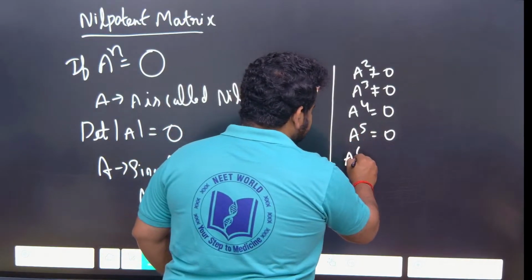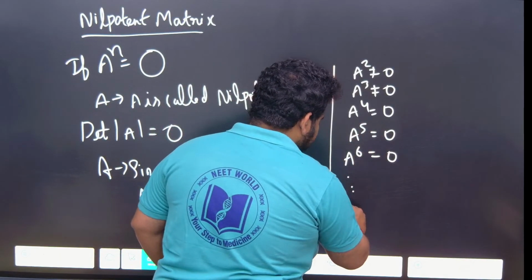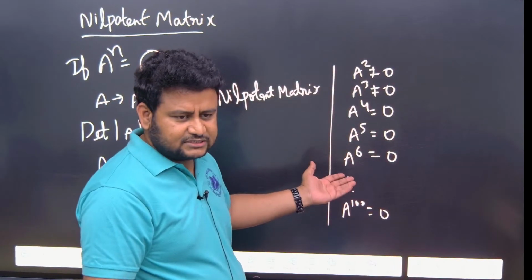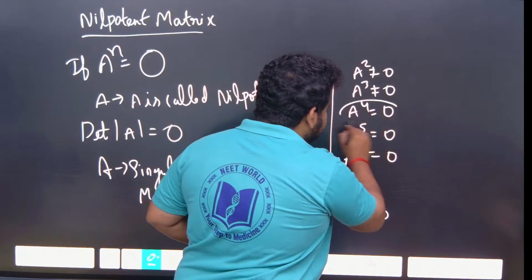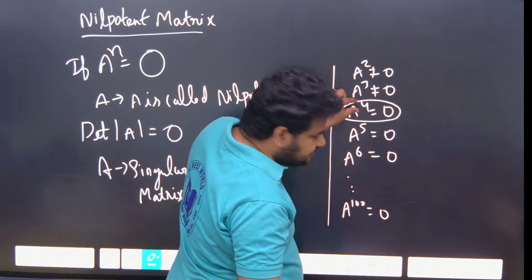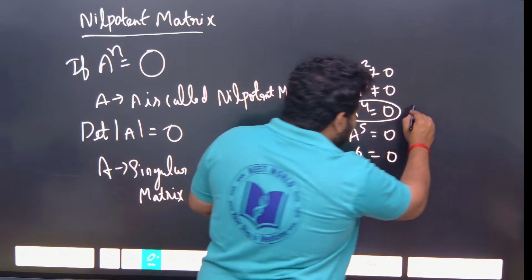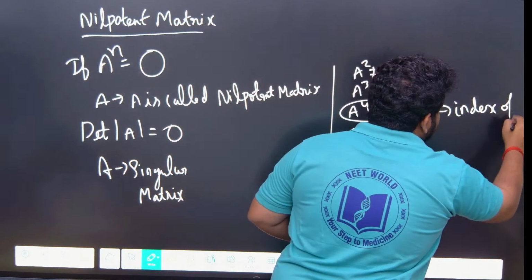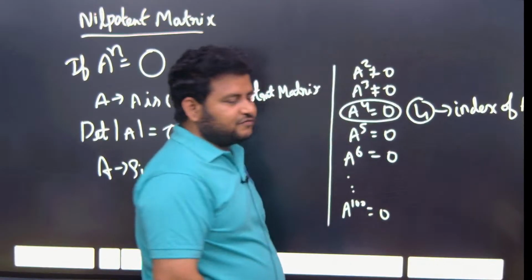Then A power 6 will be equal to 0, A power 100 will be equal to 0, and it goes on. So all the increasing powers you will get as 0. But this A power 4 you are getting 0, no? For this least value where you are getting 0, this power 4 is called the index of matrix A.